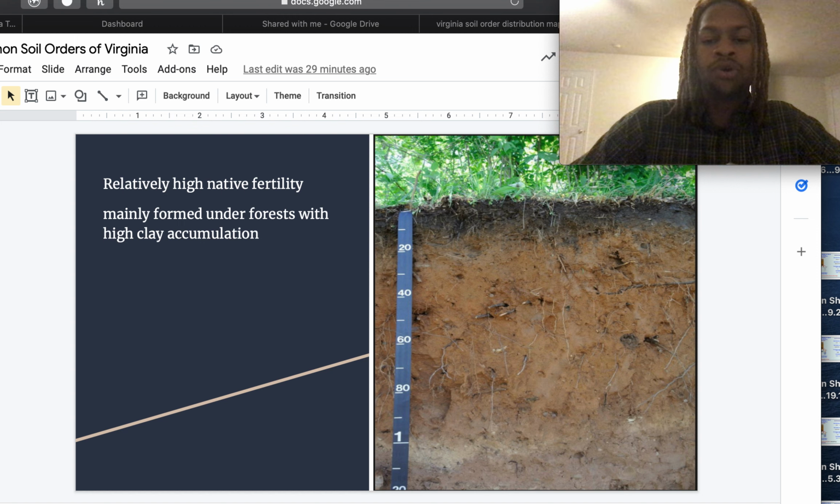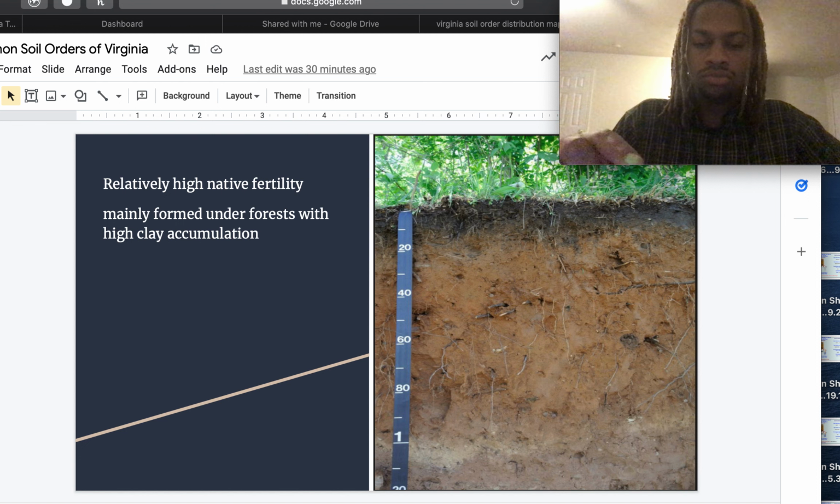As you can see in this photo, there is a thin layer of dark carbon humus layer, and then below that is a thick clay accumulated layer, which actually can be split into 2 or 3 different horizons.